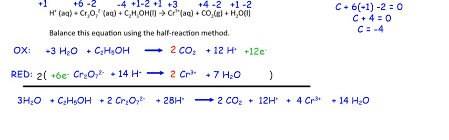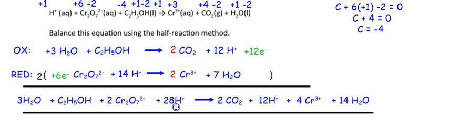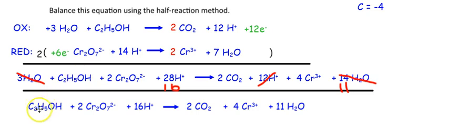Now, look at this. Is there anything that you can do at this point? And the answer is yes. You can cross some things out. Here I have 3 waters. Here I have 14 waters. So how many do I have left? 11, right? Is there anything else I can cancel out? Yes, I have 12 here. So I can subtract 12 and get, I believe it's 16. All right, so now what? Let's see what I get. Okay, so here is my ethanol. Here's my 2 dichromates. Here's my 16 hydrogens. 2 carbon dioxides. I canceled out my 12. So I have 4 chromium ions, and now I have 11 waters.